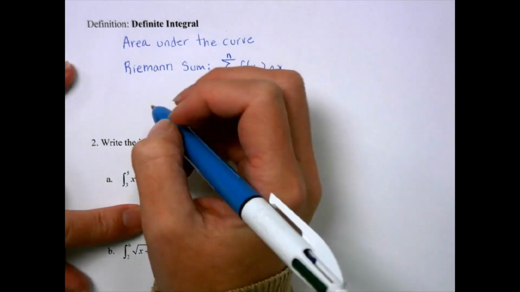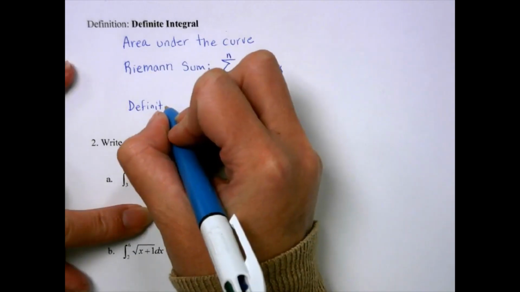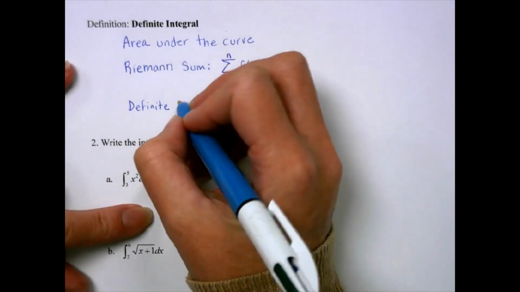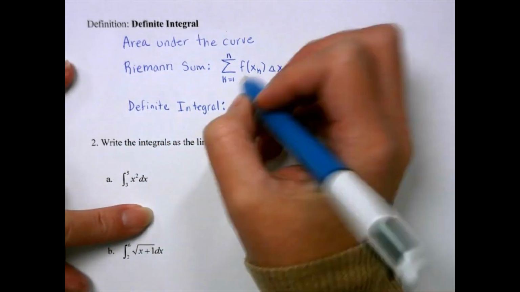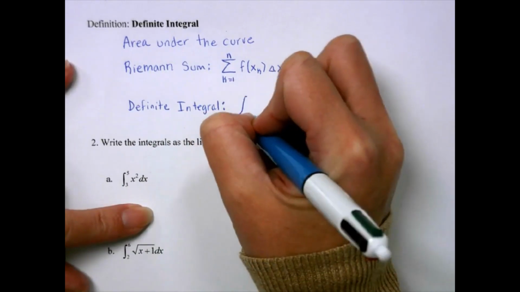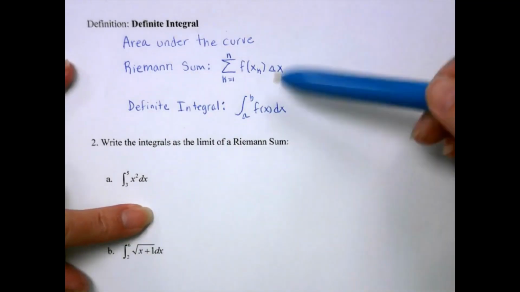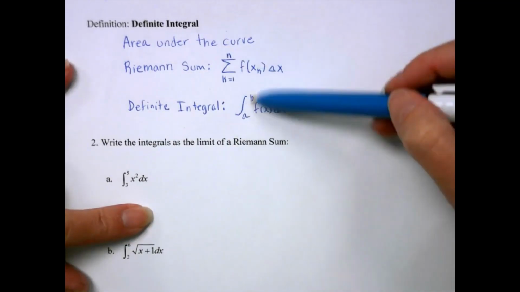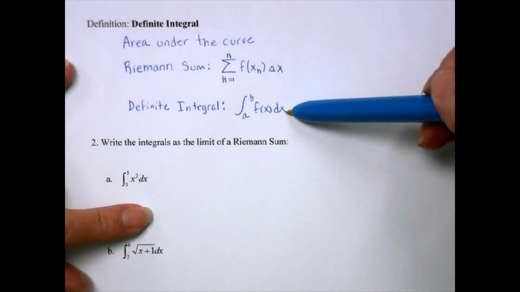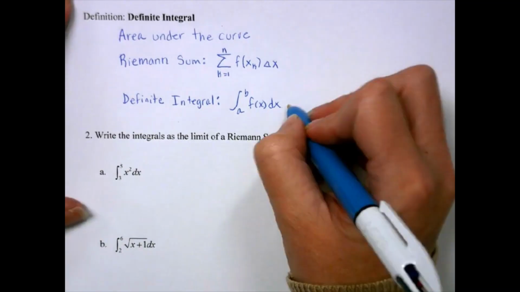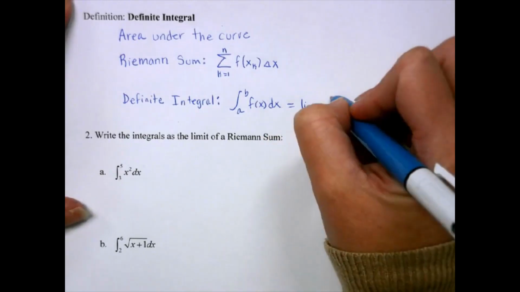The definite integral notation is the integral from a to b of f of x dx. And hopefully you can see that the sigma becomes the integral notation, f of xk is f of x, and delta x becomes dx. Those are all not accidents. This is going to be the limit as n goes to infinity of our Riemann sums.